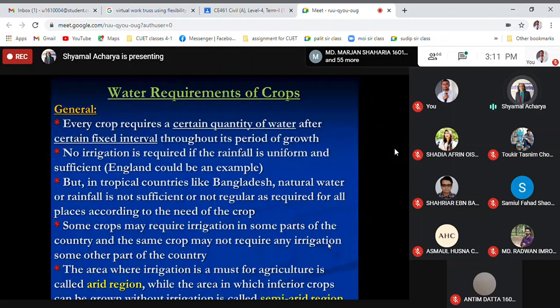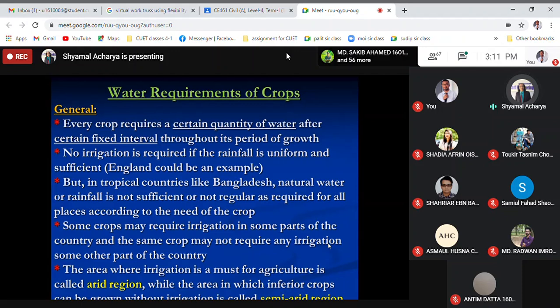There may be some areas where, if you want to grow any crop, you definitely need to apply irrigation water. No irrigation water, no production of crop. That type of area you can find. And in some other parts, the crop will grow, but may not give you the maximum output. Somehow it will grow, but it will not give you good crops or maximum output.